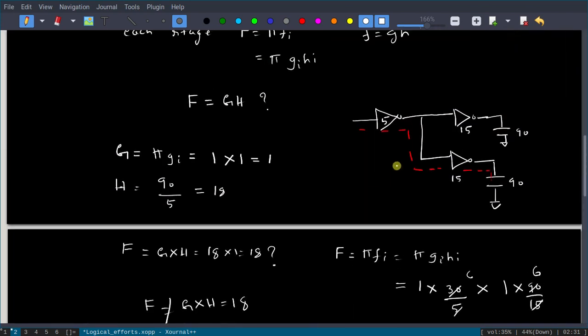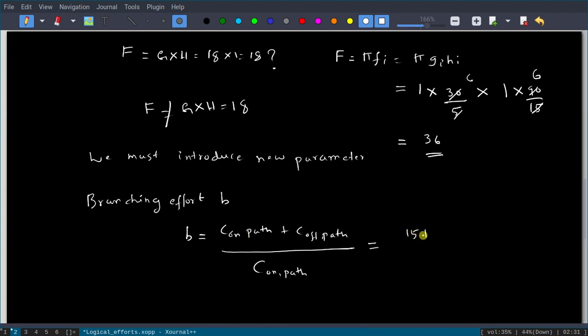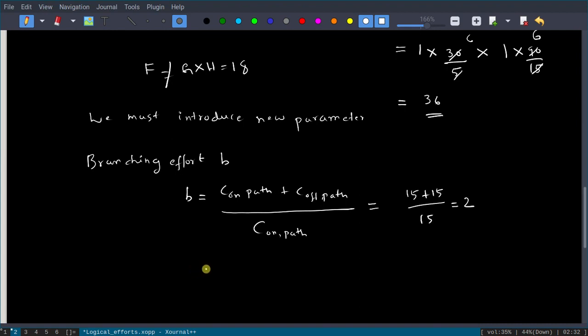Here the on path capacitance is 15 and the off path is 15. So in the numerator I have to add these two, and the denominator is the on path. So 15 plus 15 divided by 15. So we have to write 15 plus 15 divided by 15. So this will give 2. So this is what the branching effort is. This is the branching effort we have calculated.